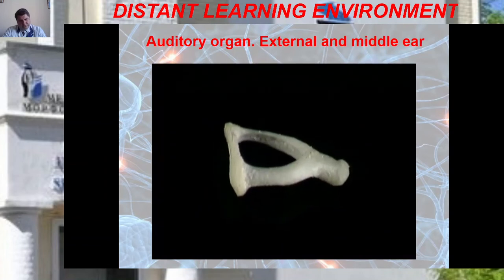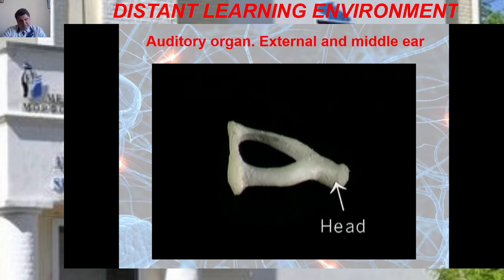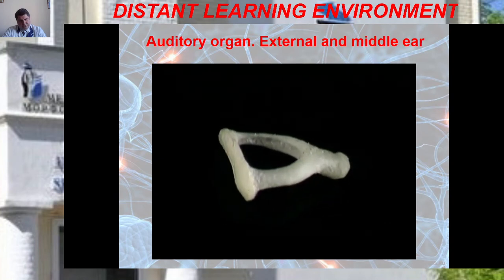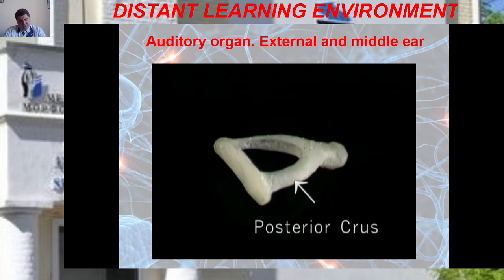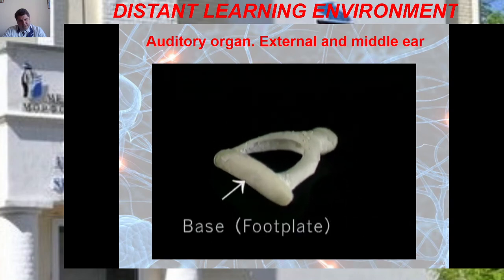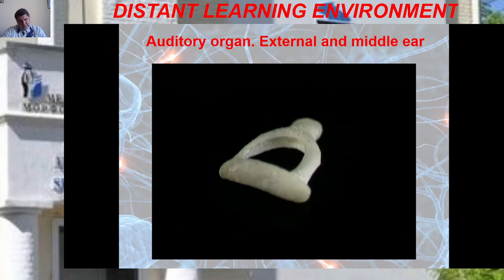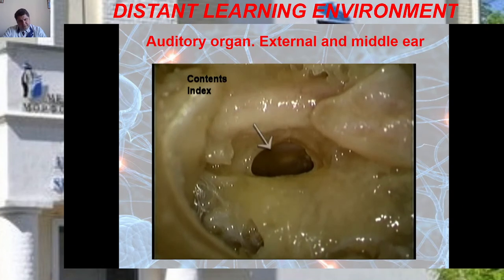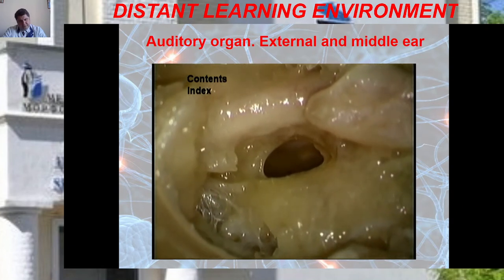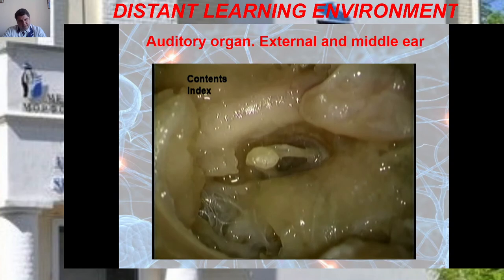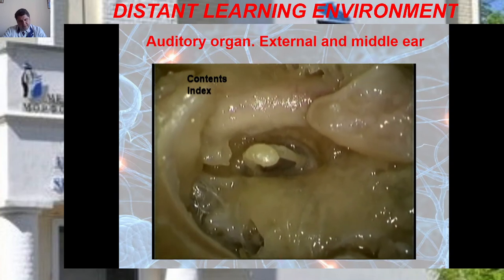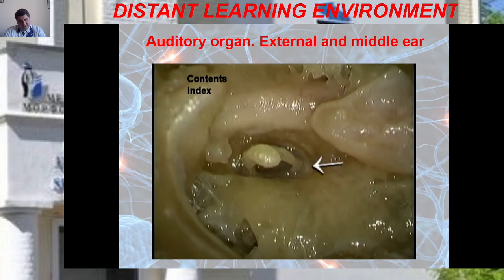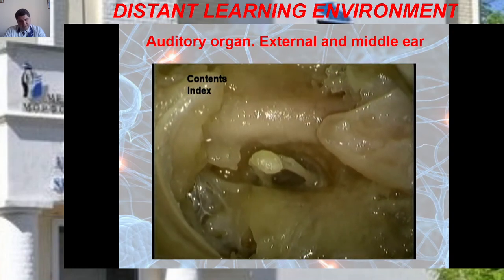The stapes consists of a head, which articulates with the incus, an arch that's formed by the posterior crus and anterior crus, and an oval base, or footplate, which occupies the vestibular window. Here's the vestibular window. We'll add the stapes to the picture. The edge of the footplate is attached to the inside of the window by a membrane that allows it to move. This is the head of the stapes from behind.